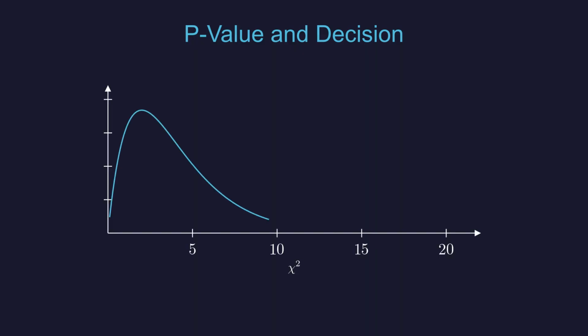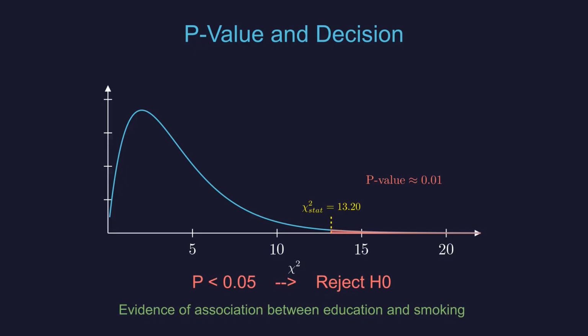Our chi-square statistic is 13.20 with 4 degrees of freedom. Let's place this on the chi-square distribution. Here's our test statistic at 13.20. The p-value is the area in the tail beyond this point. Using a chi-square table, we find that the p-value falls between 0.25 and 0.1, very close to 0.1. Since the p-value is less than our significance level of 0.5, we reject the null hypothesis. There is statistically significant evidence of an association between education level and smoking status.